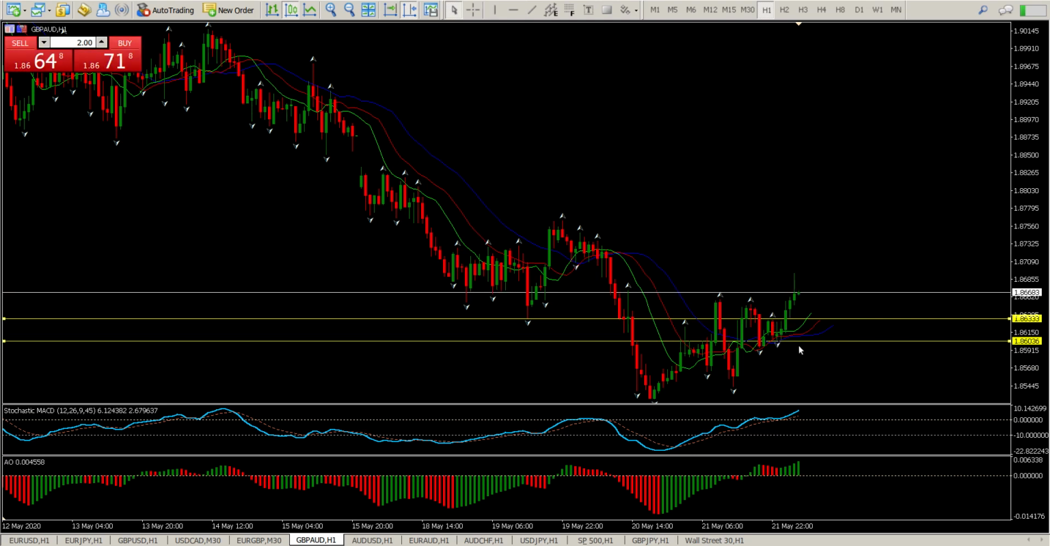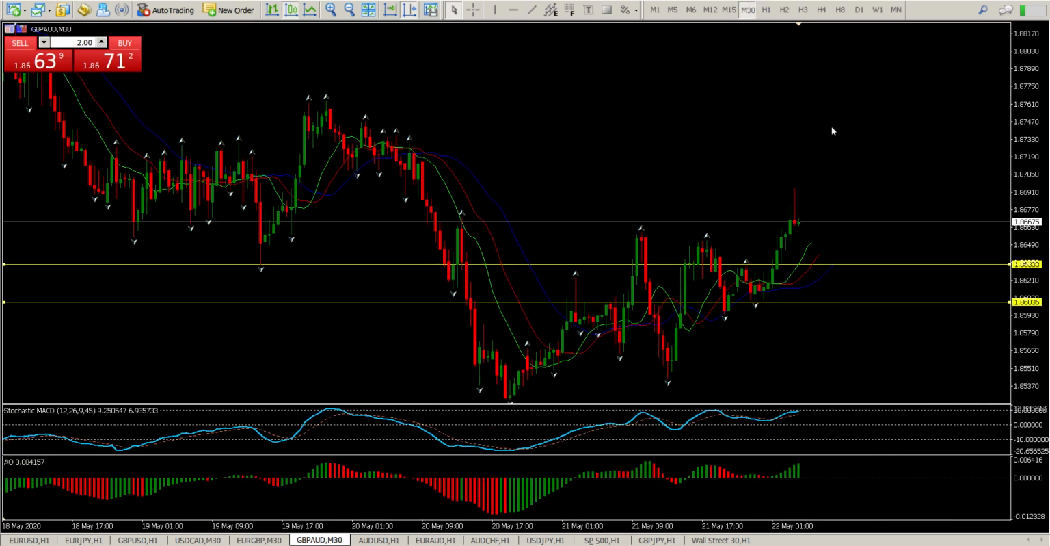So break of that one is long, break of this one is short. Let's just have a look on the half hour, what's transpiring here. Nothing much, bit of a rejection. So I want to see us come back onto structure for a continuation to the upside.